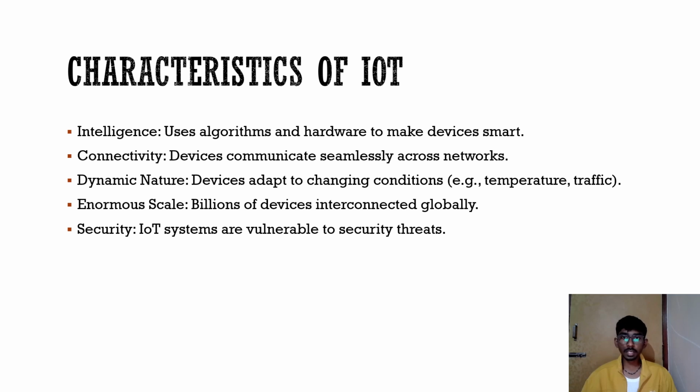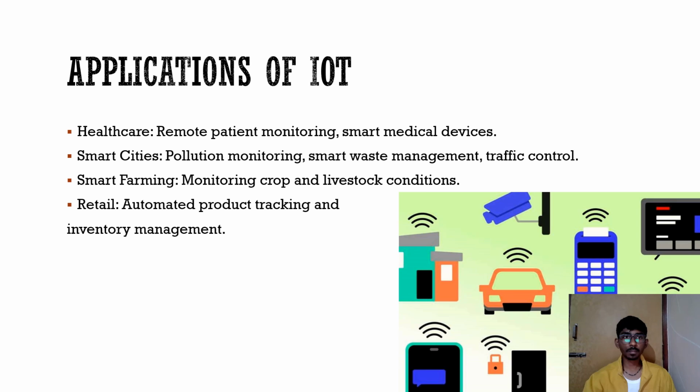Devices adapt to changing conditions like temperature and traffic. If a device cannot withstand heavy traffic, I mean many devices accessing it at a time, it is not useful. But IoT devices can withstand traffic and are powerful. Enormous scale: billions of devices are interconnected globally. As there are many devices already connected to IoT, it is enormous in scale. Security: IoT systems are vulnerable to security threats, but it can be taken care of. We can change it and we can fix the issues.